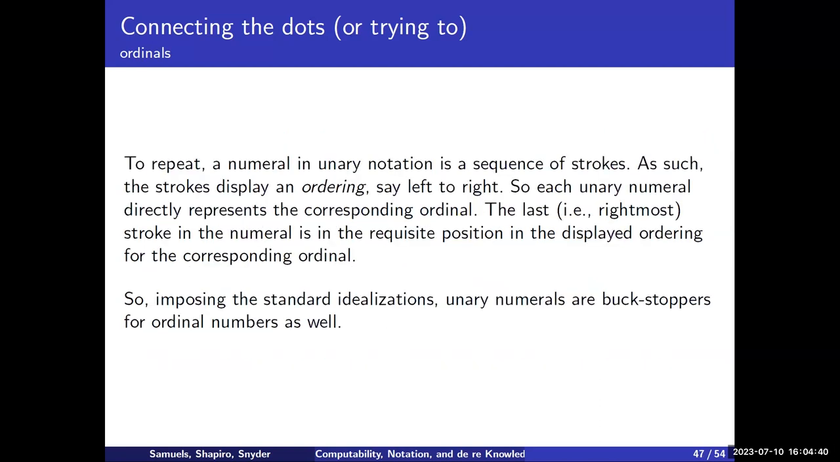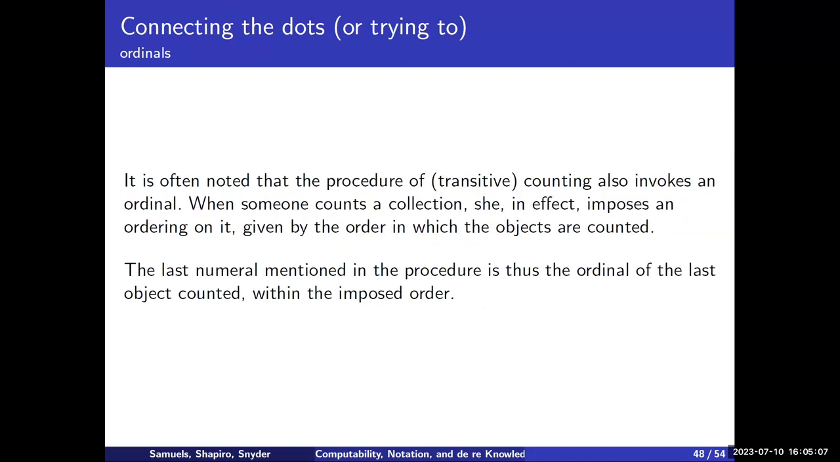All right, now to repeat, a numeral in unary notation is a sequence of strokes. As such, the strokes display an ordering, say left to right. So each unary numeral directly represents the corresponding ordinal, right? The last and rightmost stroke in the numeral is the requisite position in the displayed ordering for the corresponding numeral. So again, imposing the standard idealizations, unary numerals are buck stoppers for ordinal numbers as well, right?